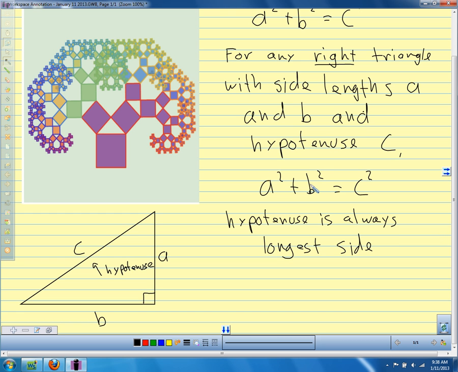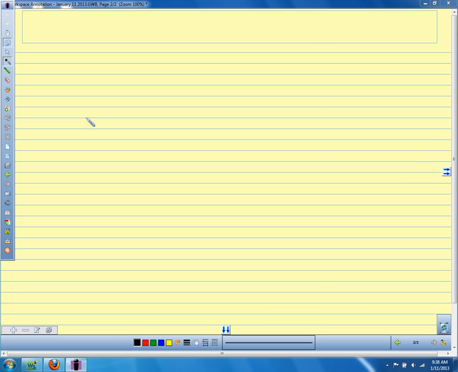So let's look at a couple of examples of working with the Pythagorean theorem. I'm not sure all of your examples will fit in your flip book. You might want to write examples down in another place. But the examples are not too hard, not too bad. They're like problems that we've seen before.